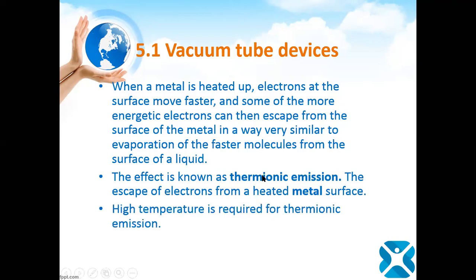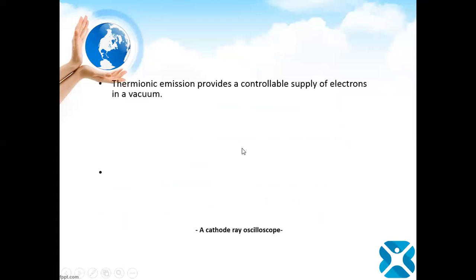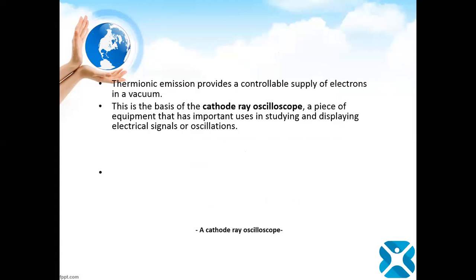Okay, for thermionic emission, again, high temperature is required. If the temperature is not high enough, thermionic emission is not going to happen. There should be high temperature, and this high temperature will cause electrons to escape from the surface of the metal. So thermionic emission provides a controllable supply of electrons in a vacuum. Okay, we are going to control the electrons in a vacuum.